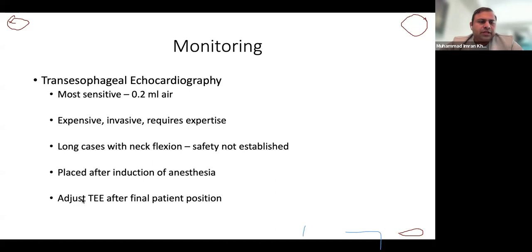The TEE probe is placed after induction of anesthesia, and an examination is performed to assess cardiac function and, if necessary, assess for patent foramen ovale. Like we discussed previously, this PFO is important to catch before you start the surgery because, like I said, it's more chaotic and more catastrophic if you have an intracardiac shunt and then you have air in your system.